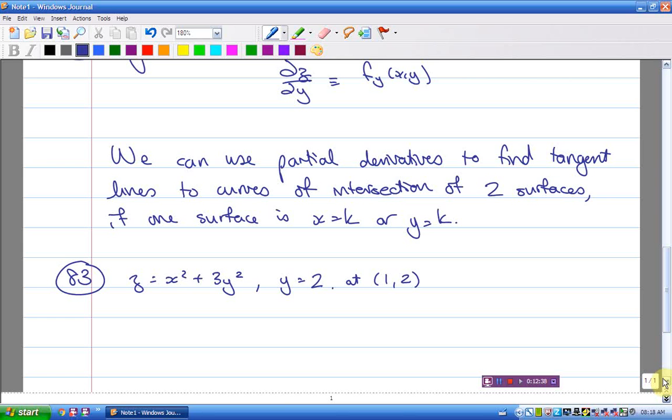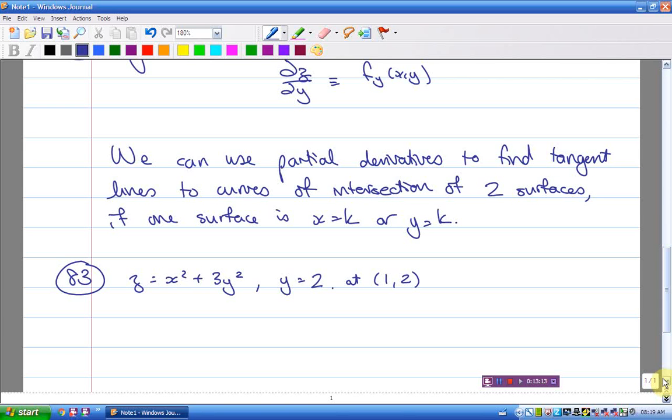And so our curve, what will our curve be looking like? It'll be some sort of parabola, maybe hyperbola, but it'll be on the y equals 2 plane. So that curve of intersection lies on the y equals 2 plane, okay? And the tangent line will therefore also be on the y equals 2 plane.